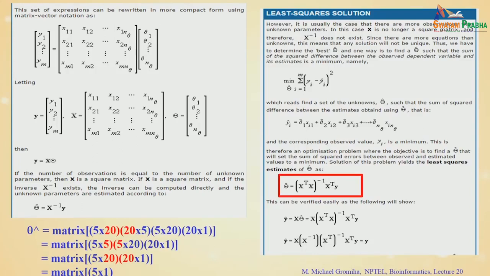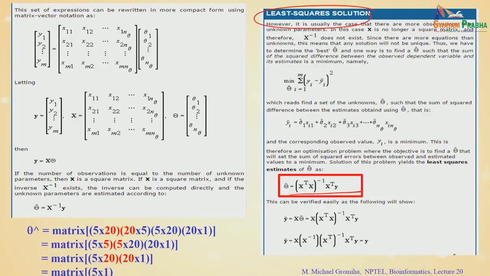In this case, we use the principle of least squares to identify the coefficients so that the deviation is the minimum. You can see the deviation is the minimum of y minus y bar the whole square. If you do it like this, you can calculate the atomic solution parameters using this equation: X transpose into X, this inverse, and X transpose into Y. Finally you end up with the matrix 5 into 1.